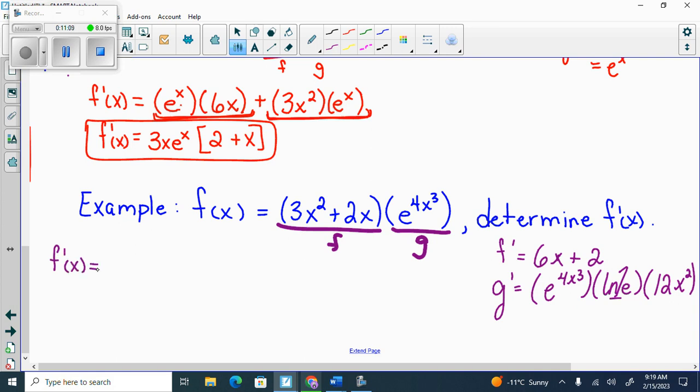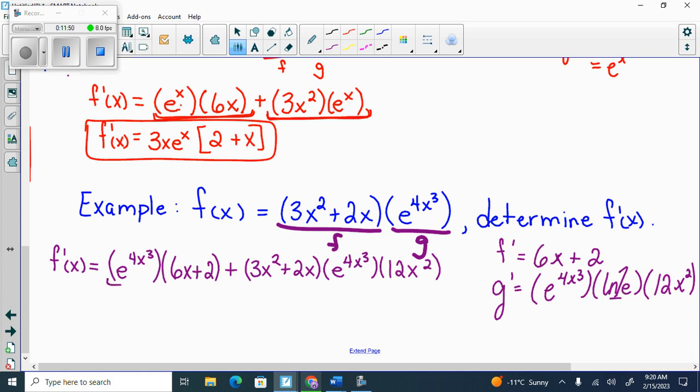So then we go back here and we go f prime of x. And we go g, which is e to the 4x cubed. F prime, which is 6x plus 2. Now if you want to, you can take the 2 out back there and make it 2 bracket 3x plus 1 and take the GCF out first if it's easier for you. Plus, then we do f, 3x squared plus 2x, and then g prime, e to the 4x cubed times 12x squared.